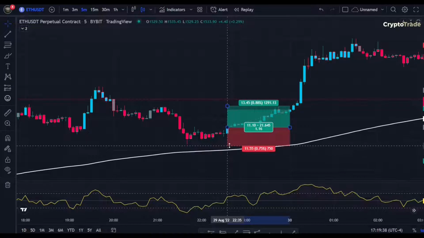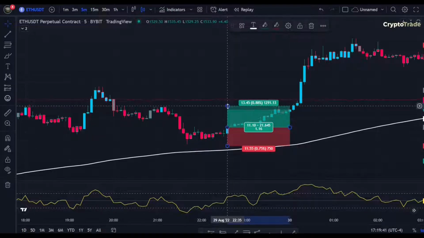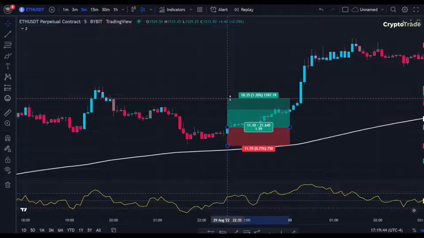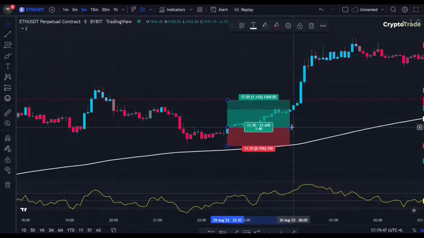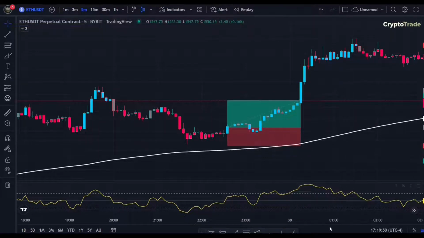Place the stop loss below the nearest swing low. The risk to reward ratio will be set to 1 to 1.5. The market reached the target and the trade was automatically closed successfully. Let's look for the next trade.